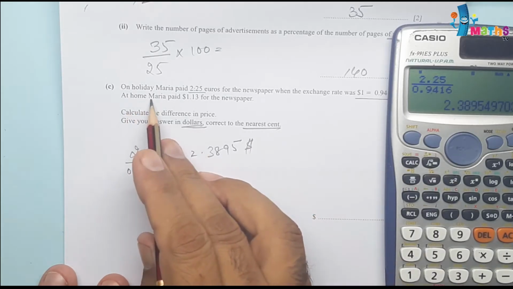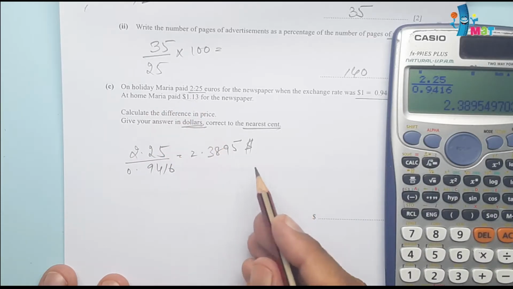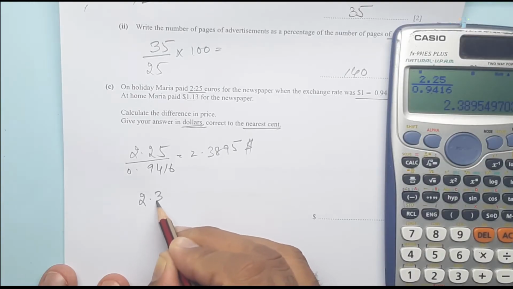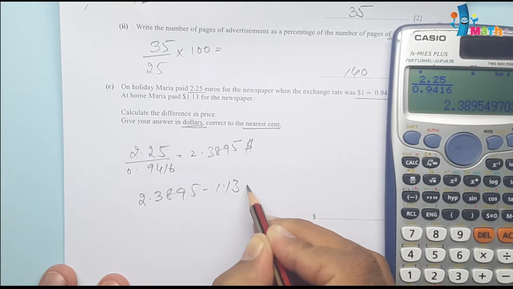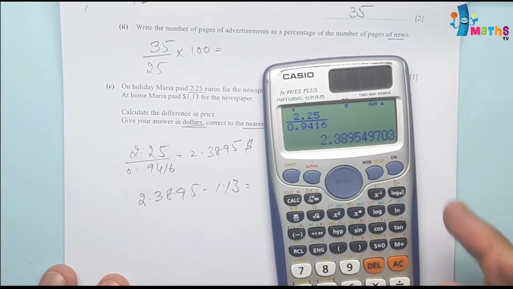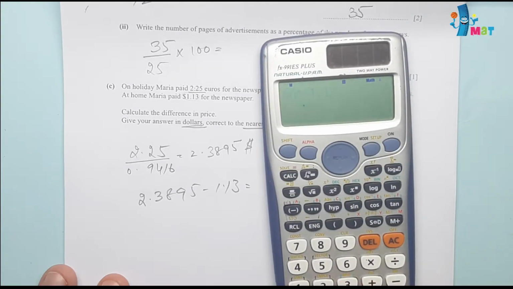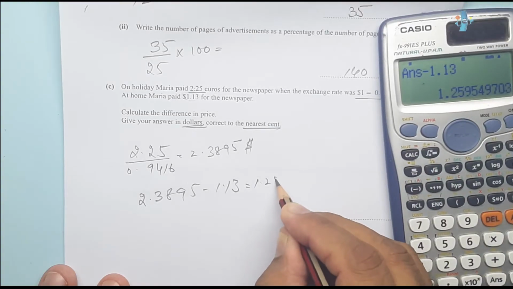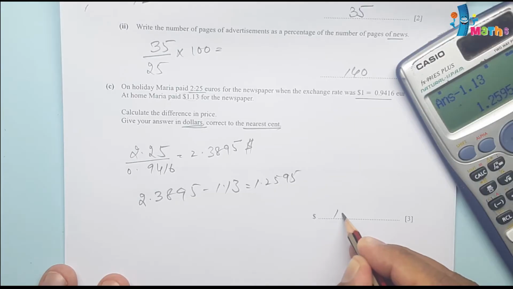So we have to check the difference between this and 1.13. So we will subtract: 2.3895 minus 1.13. This will be equal to 1.2595. So we can write $1.26.